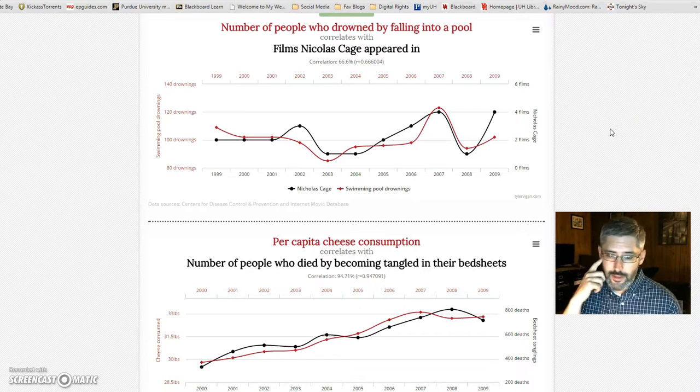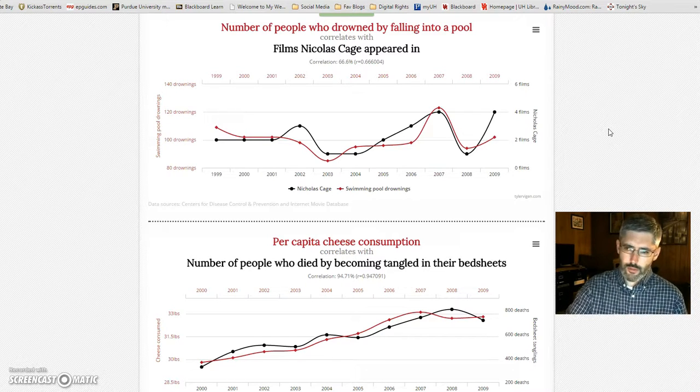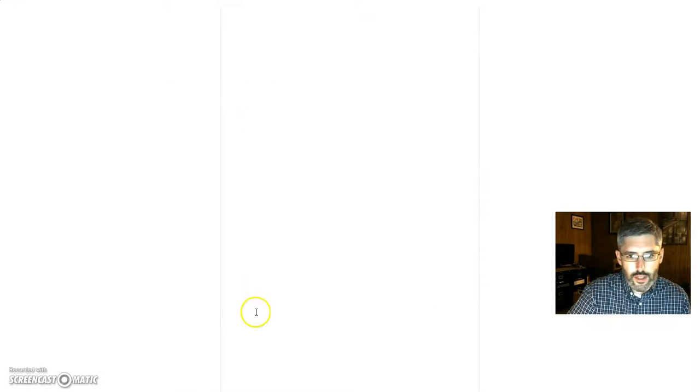Or maybe you can if you're very creative. I don't know. But there's a lot of really funny ones on here, like per capita cheese consumption very highly correlates with the number of people who die becoming tangled in their bed sheets. But again, there's no causal relationship there. That is only correlation.